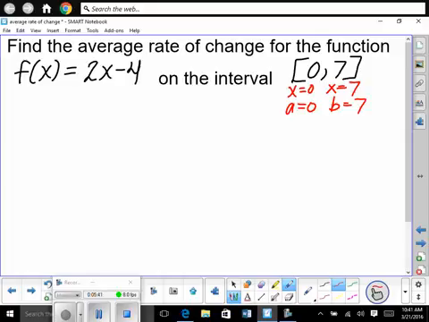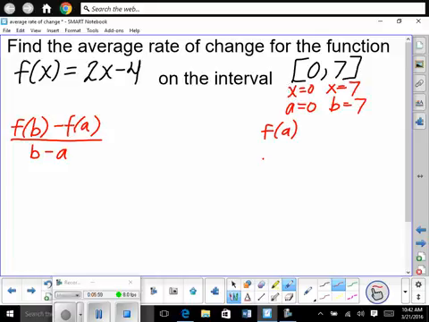So now we know that we want to do the formula to find the average rate of change, f of b minus f of a all over b minus a. So don't we need to find our function at a and our function at b to plug it into the formula? Yes. Okay, so let's do that. Let's find f of a. So we're finding f of a. Isn't that f of 0? So we're finding our function at 0.